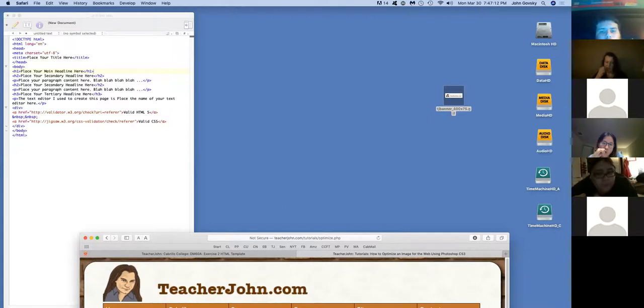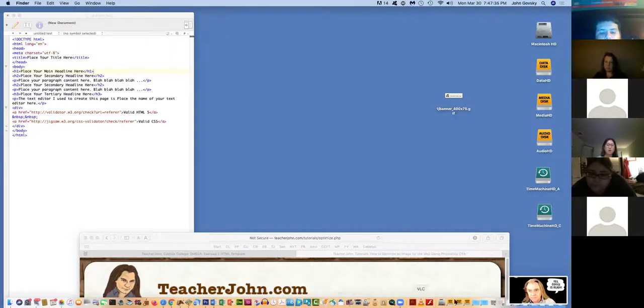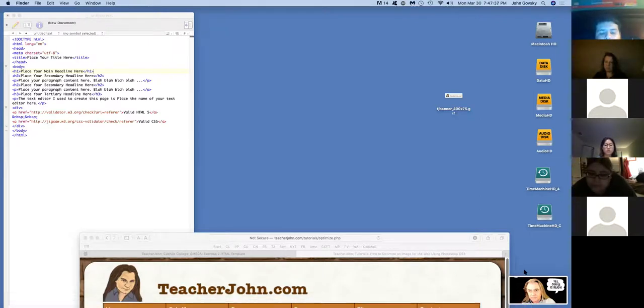I need a photo. Let's see. I am going to take a screenshot of something. Okay. Now I took a screenshot of my Zoom tile. I'm going to bring that into Photoshop as soon as my screenshot saves to the desktop.